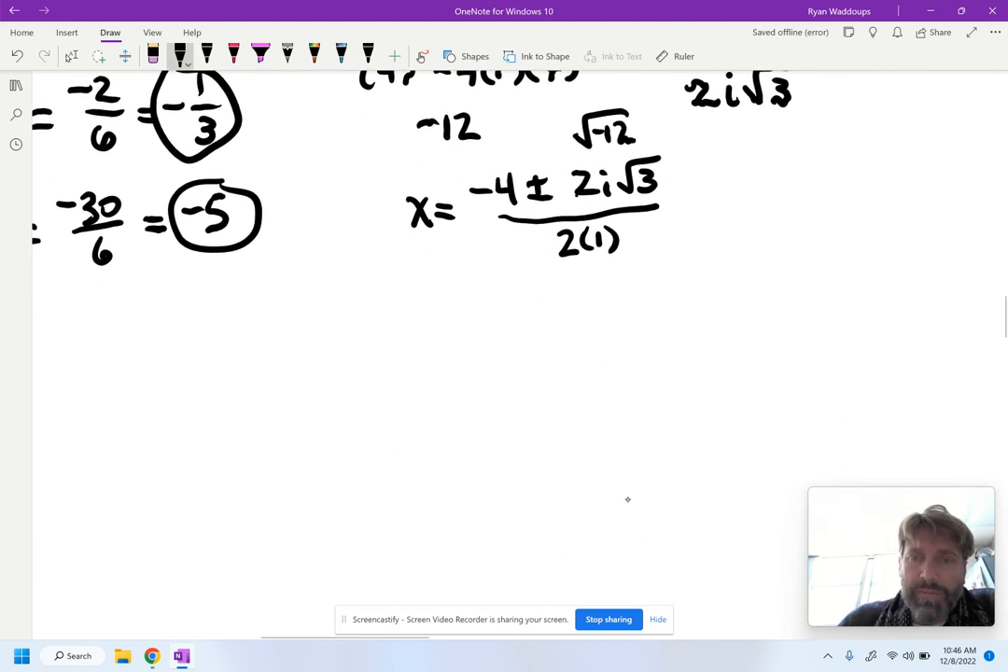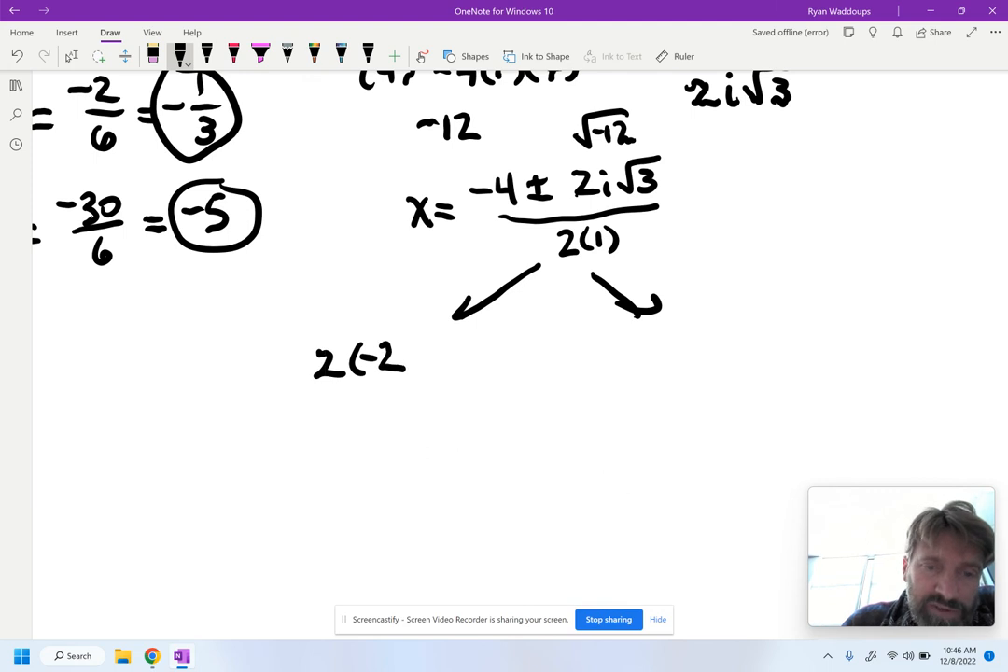And I'm going to separate this into two parts right now. I've got negative 4. I'm going to take that 4 and that 2 in the numerator and factor out a 2, because in the bottom, 2 times 1 is 2. So they have a 2 in common. So I'm going to write this as 2 times negative 2, gives us the negative 4, plus i square root of 3. And this is all over the denominator, which is 2 times 1, or just 2.